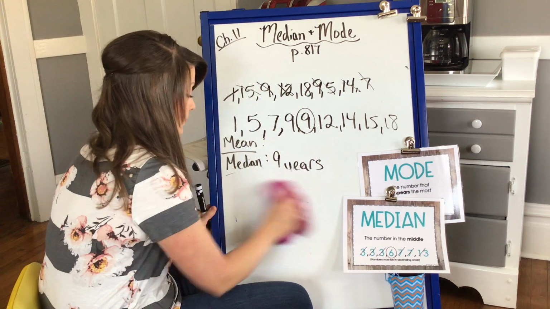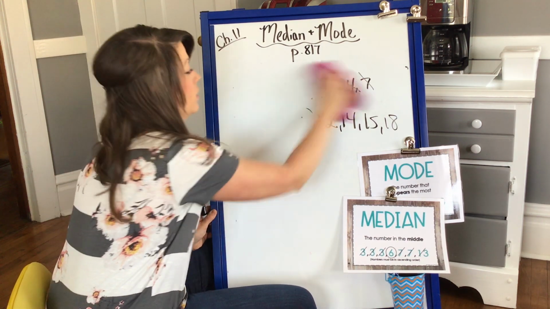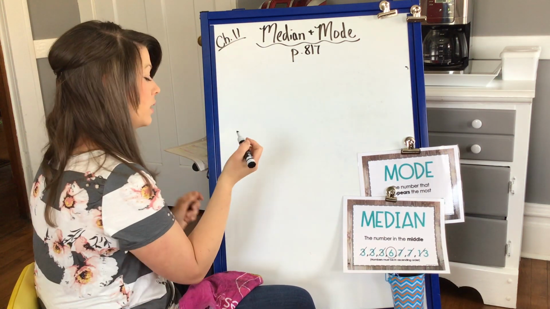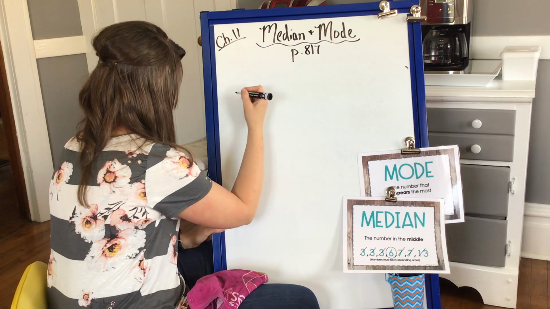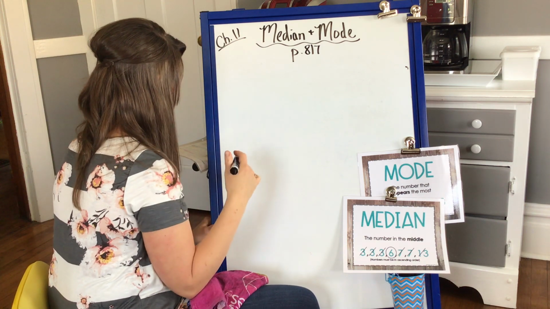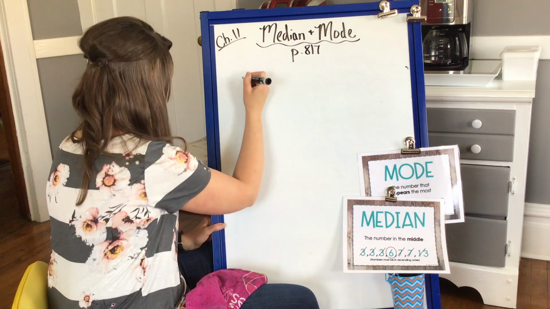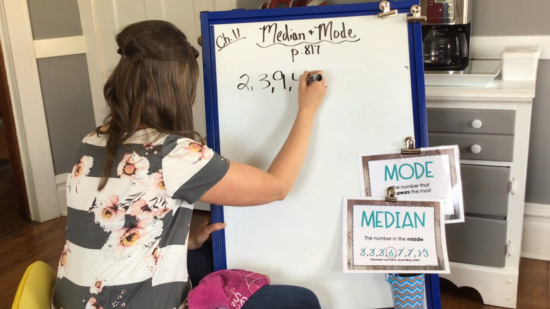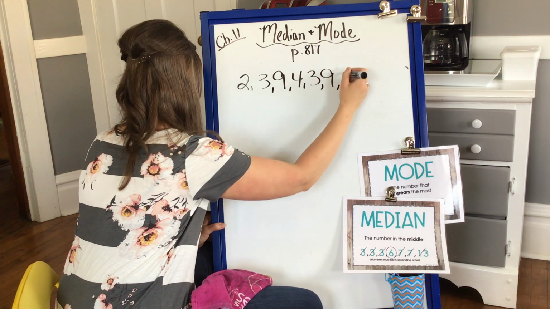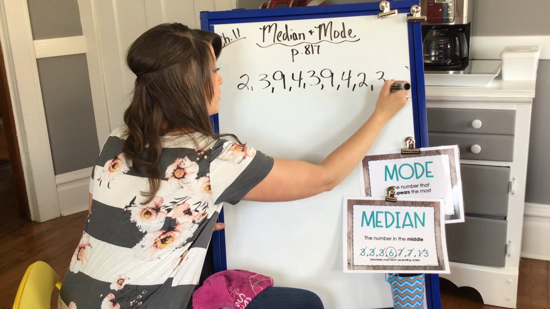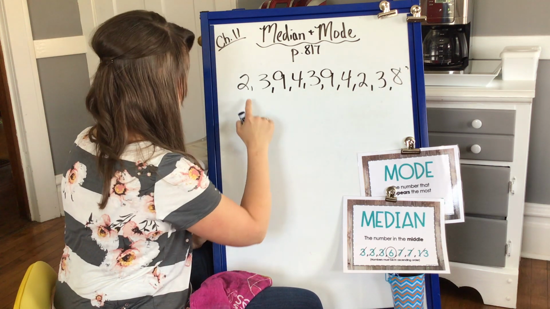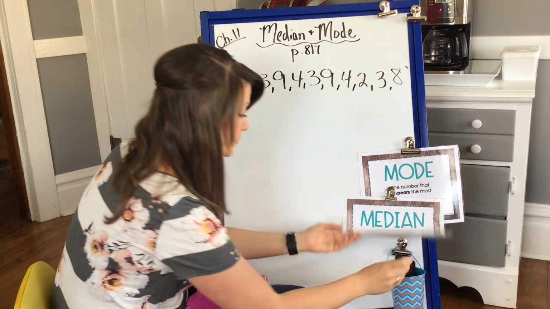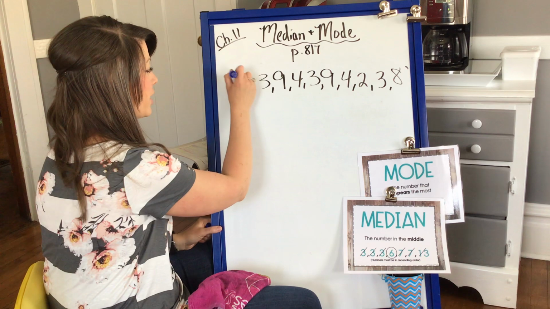All right, so now we're going to get a little bit trickier. The next one is amounts of weekly allowances for a kid. So I have 2, 3, 9, 4, 3, 9, 4, 2, 3, 8. Let's see, I should have 10: 1, 2, 3, 4, 5, 6, 7, 8, 9, 10. Perfect. So now I'm going to take them and put them in order again, with a dollar sign, since we're talking dollars.